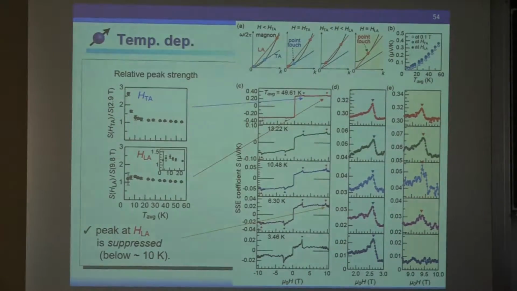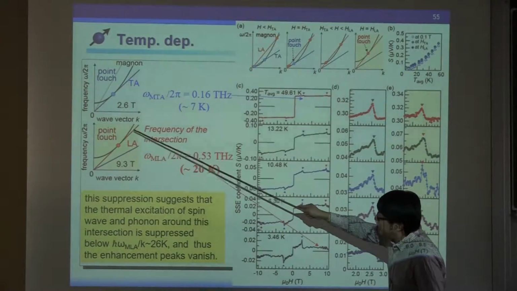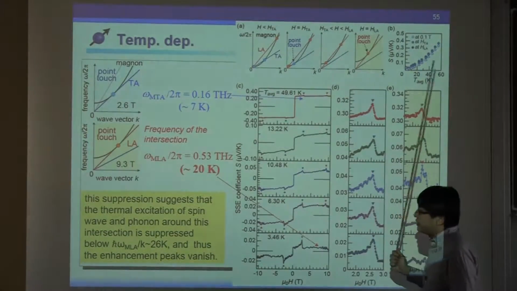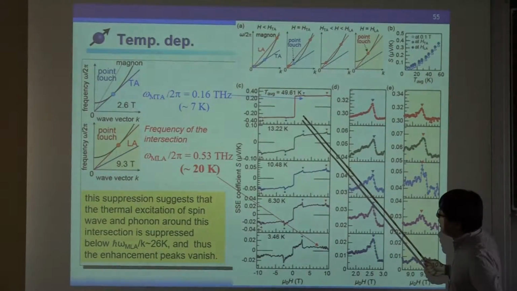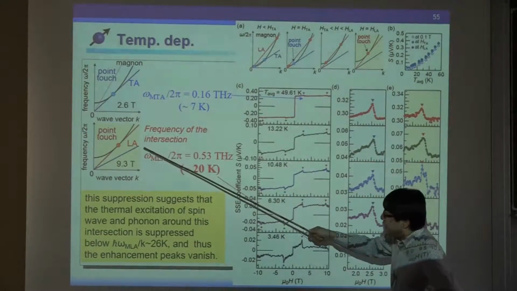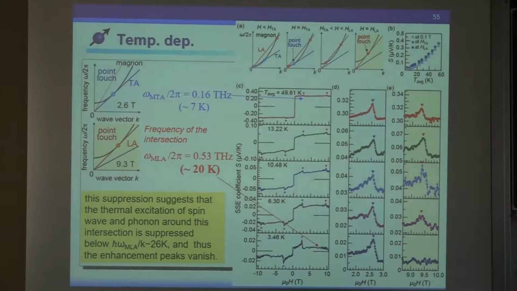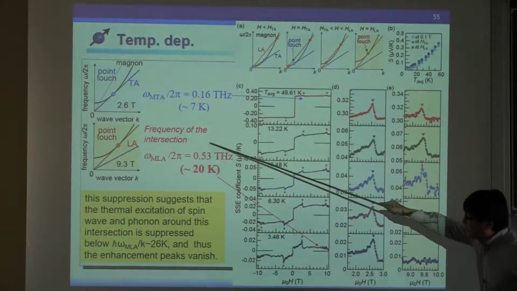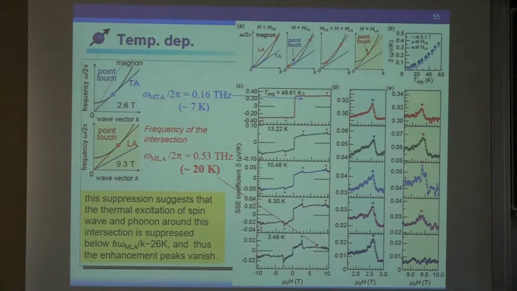So this temperature scale of the peak suppression is comparable to the frequency of this intersection between the phonon and the spin wave of an LA phonon. So this suppression suggests that the thermal excitation of spin wave and phonon around this is suppressed below this temperature scale, and that the peak structure, which reflects this intersection, is suppressed.